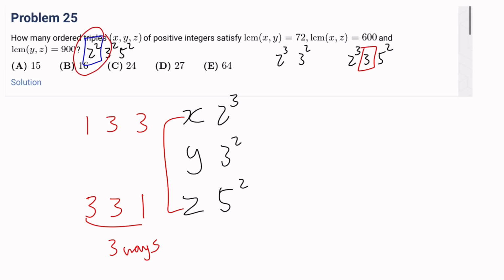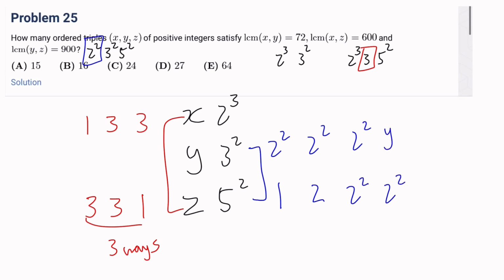But then for 2 squared, it's a little bit more complicated, and it's between y and z. They have at least 2 squared, right? So at least one of y or z has to have 2 squared. So if y has 2 squared, z can have nothing, or y can have 2 squared and z can have 2, or y can have 2 squared and z can have 2 squared, or z can have 2 squared and y can have 2, or z can have 2 squared and y can have 1, right? So these are 5 possible ways.